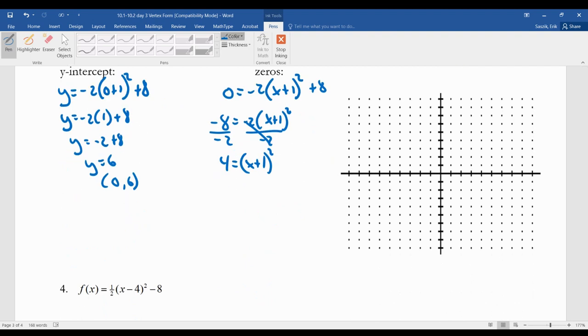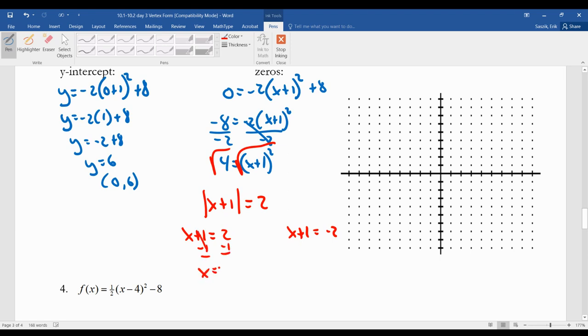Okay. So we got to take the square root of both sides. I'm going to switch sides again. Square root of this becomes absolute value of x plus 1 equals 2. So now I got two equations. X plus 1 equals 2. X plus 1 equals negative 2. I get x equals 1. I get x equals negative 3. So there are my zeros.